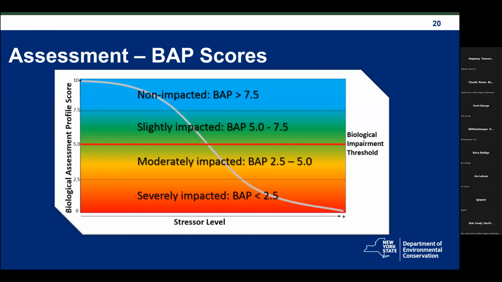So if a sample receives a BAP score of less than 2.5, it's considered severely impacted. A BAP score between 2.5 and 5 is moderately impacted. A BAP score between 5 and 7.5 is slightly impacted. And the community is considered non-impacted if the BAP score is greater than 7.5. So this assessment provides an accurate means of water quality assessment by integrating the overall effects of multiple stressors to a benthic community.